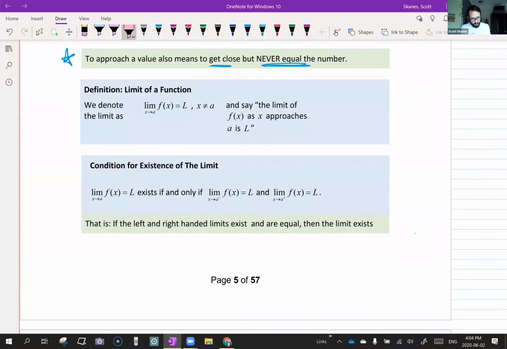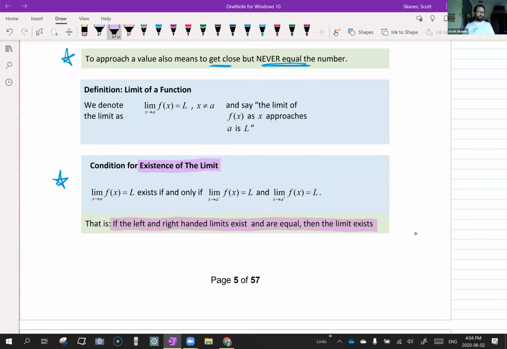I want to make one more note here, and this is very important. For a limit to exist, the left-hand and the right-hand limit must be equal. So like we had earlier, as long as we're speaking the same language, the person on the left agrees with the person on the right, we have a limit. If they don't agree, we don't have a limit, and that's okay.